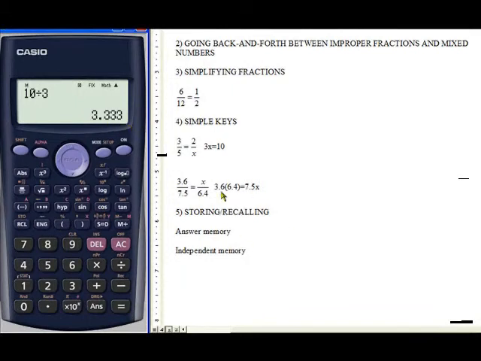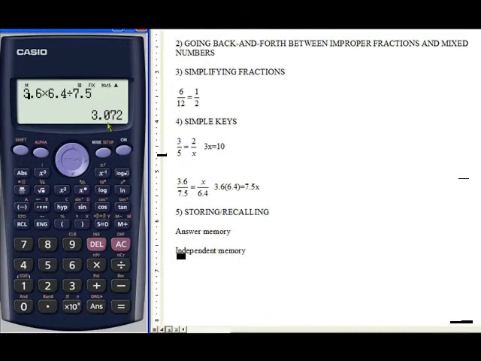Now if you're doing something like this, you cross multiply 3.6 with 6.4 and divide by 7.5 to get the x. If you want to do that, you just simply go 3.6 times 6.4, and now you want to divide by 7.5 and equals, and that will give you the x answer. And if you want the approximate answer, go shift equal. That will give you the approximate decimal answer.